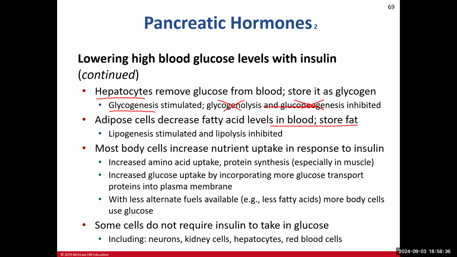Same type of situation. We're going to inhibit lipolysis. We're going to stop liberating triglycerides, and we're going to make fat. We're going to store all those triglycerides into our adipose cells for a rainy day. That's also going to decrease your blood levels of fatty acids, because we're pulling it out of the blood and storing it in the adipocytes there.